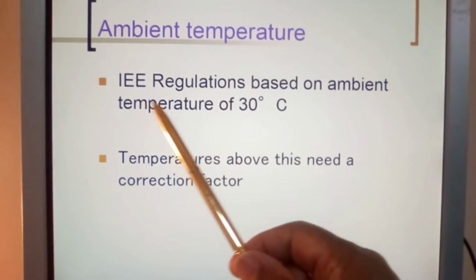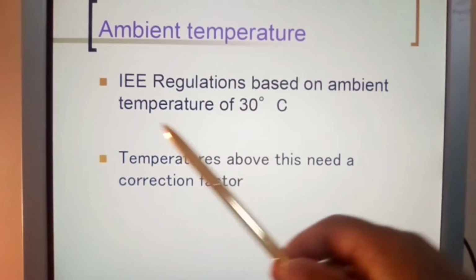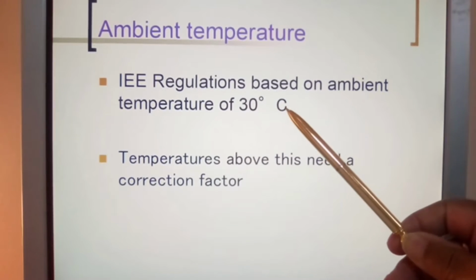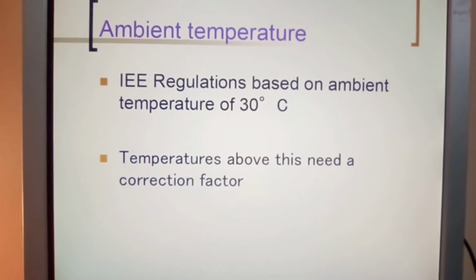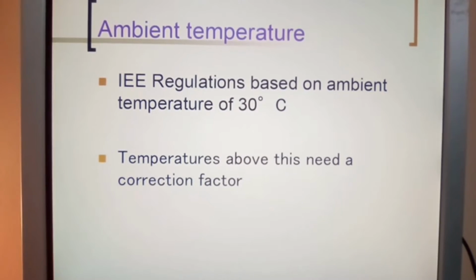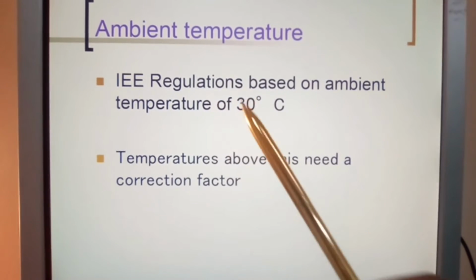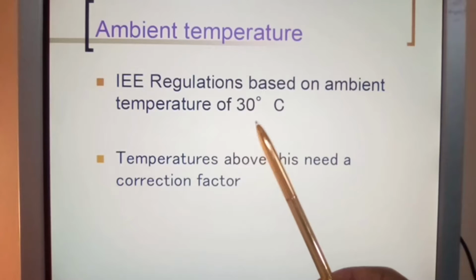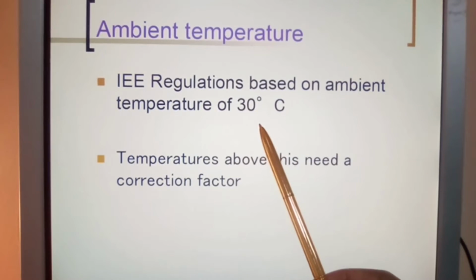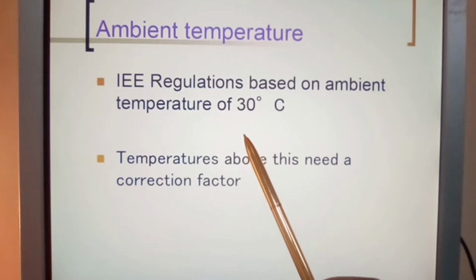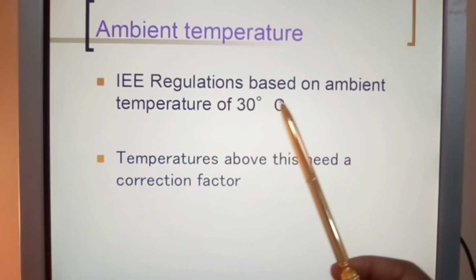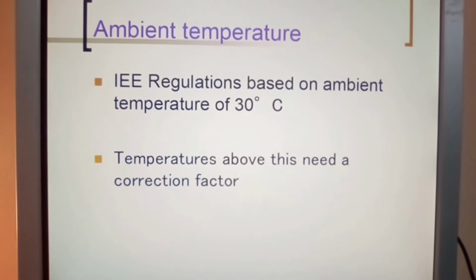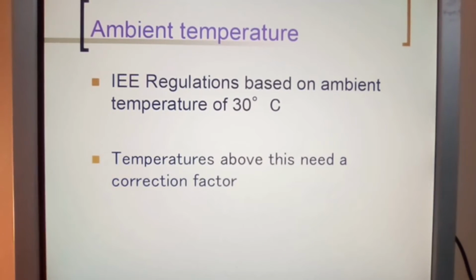Ambient temperature. IEE regulations are based on an ambient temperature of 30 degrees Celsius. Again, confirm with the IEE regulations that it is current and there have not been any changes to it. But the 30 degrees gives me an idea of any possible change you need to take into account. Temperatures above this need a correction factor.